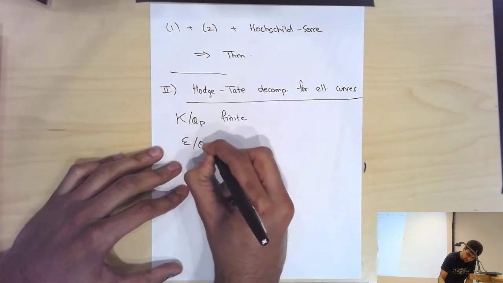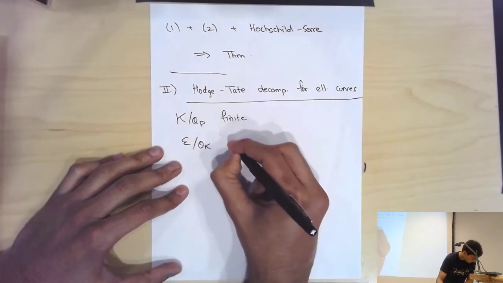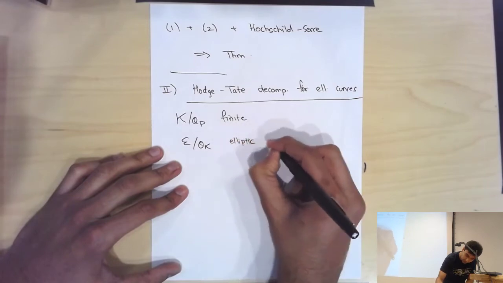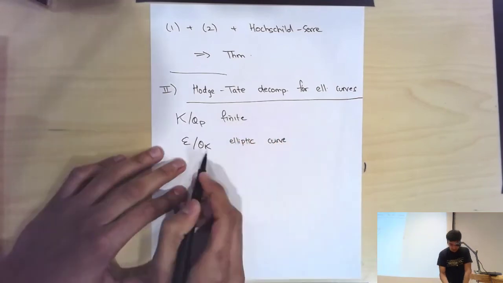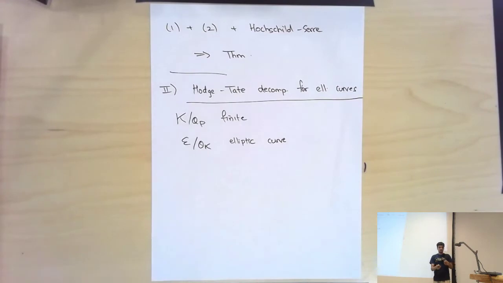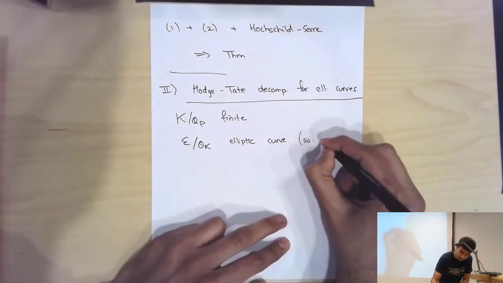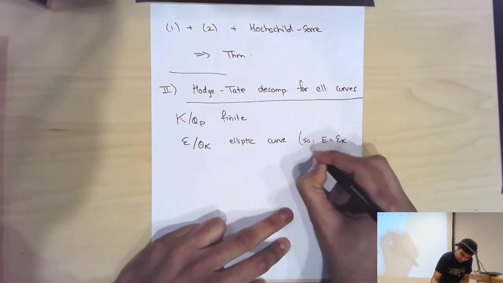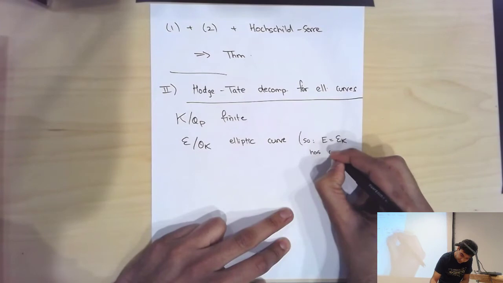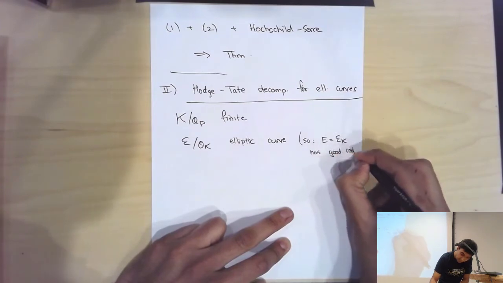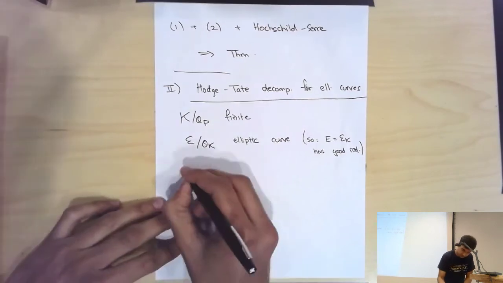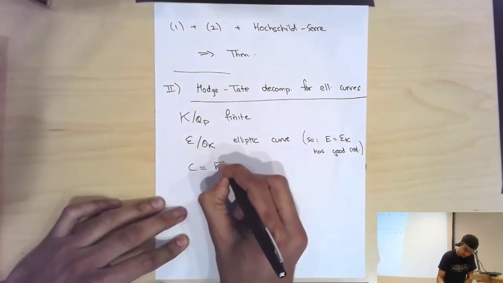So script T over OK is going to be an elliptic curve with good reduction. Well, when I say script T over OK is an elliptic curve, that means the generic fiber has good reduction. So if you let E be the generic fiber, then it has good reduction. And as usual, C is going to be a completed algebraic closure of K.